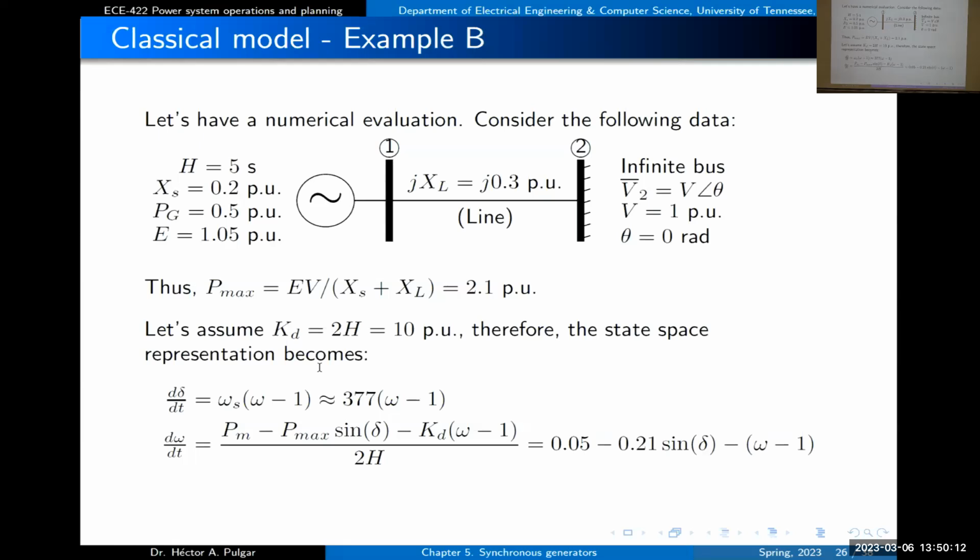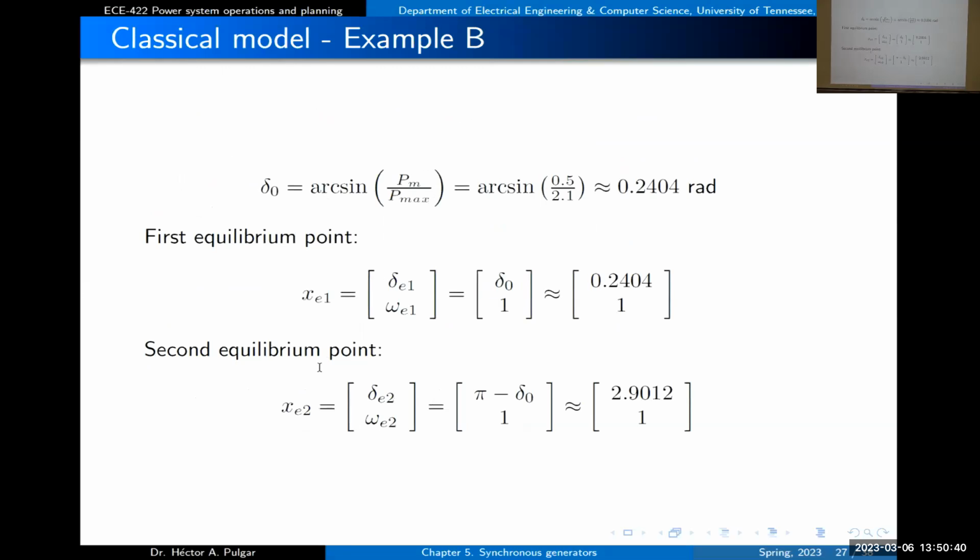All right. So we were talking about this system, a very simple system: one single machine connected to an infinite bus through a line. We're going to use this data for other cases that we're going to discuss today. The first part here was to discuss what the equilibrium points for this system are, and to anticipate the behavior of the system around those equilibrium points.